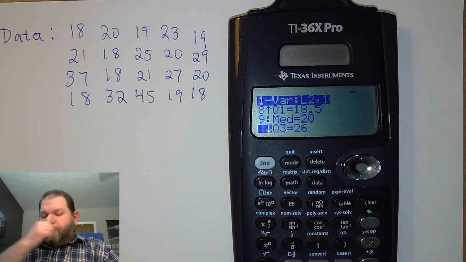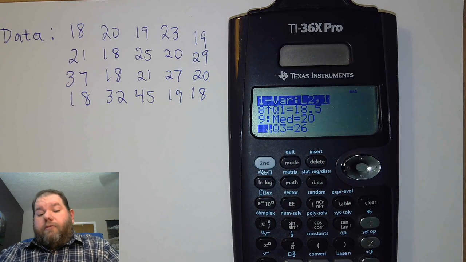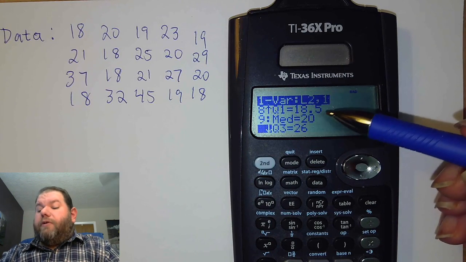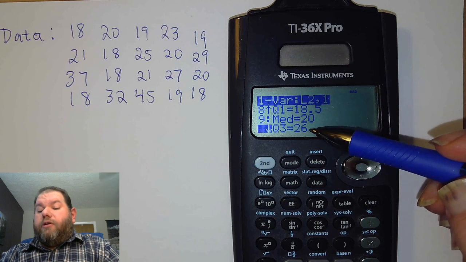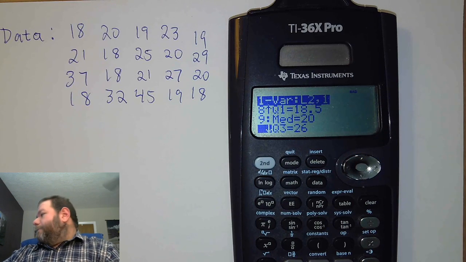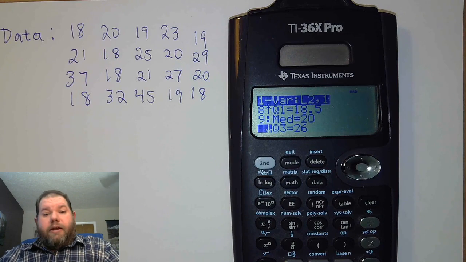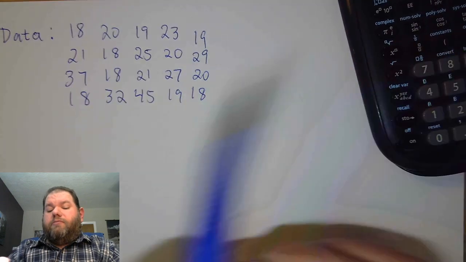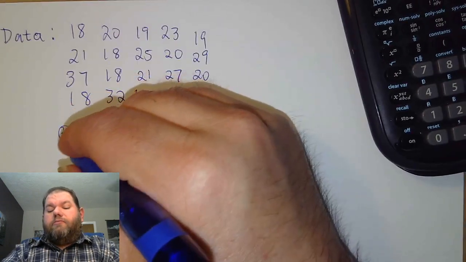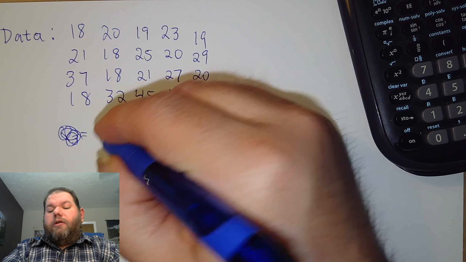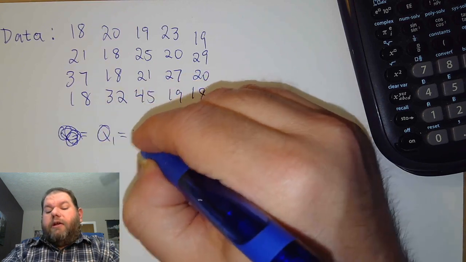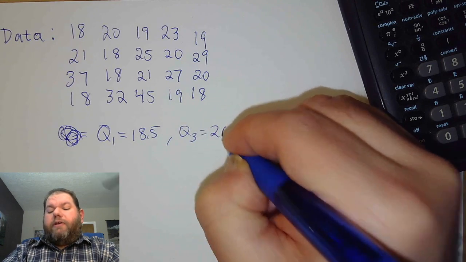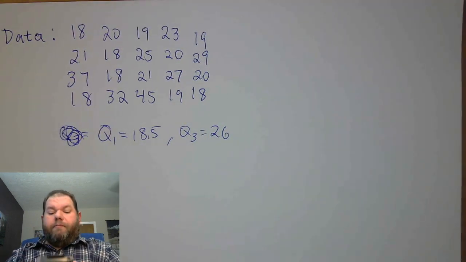One more. Okay. So we can see Q1 is 18.5, and then Q3 is 26. So we'll go ahead and use those values. So Q1 is 18.5, Q3 is 26. Okay.